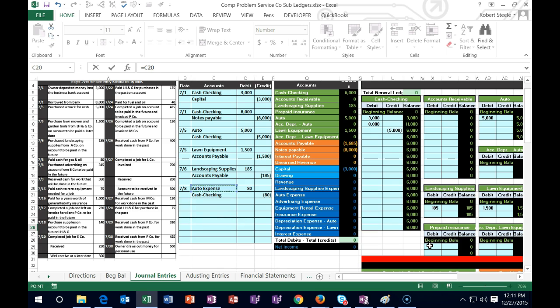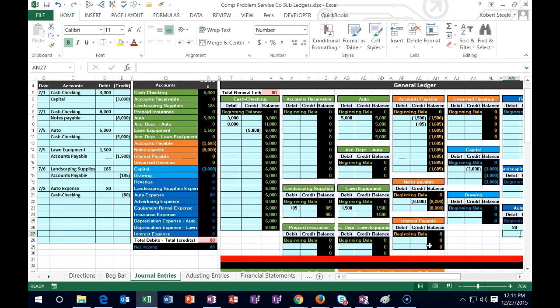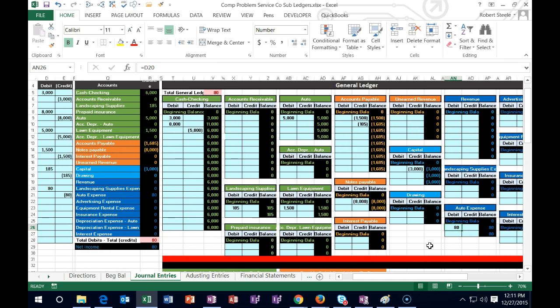And I want to post that $80 debit. And then when we select enter, it'll post that out. And if we go on that cell, we'll see that it's got equals D20, so what it's referencing, and the 80 is going to make this go up, and we're okay there.